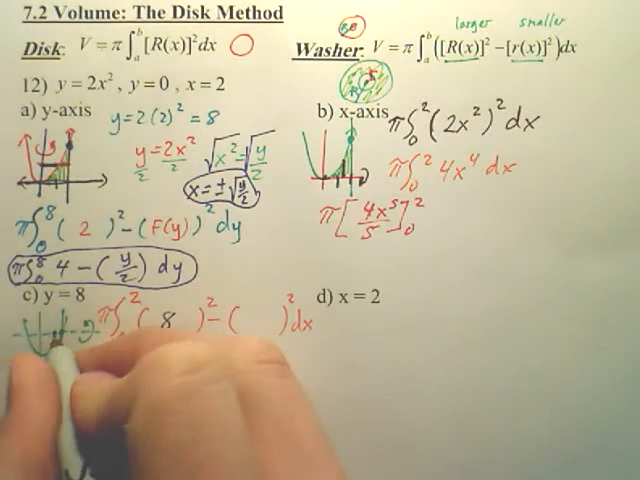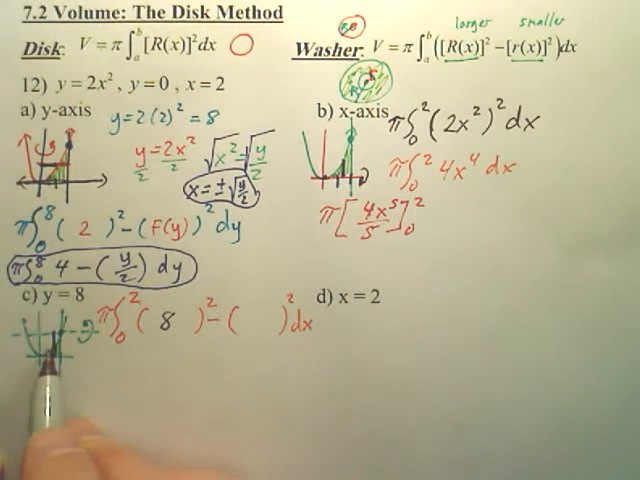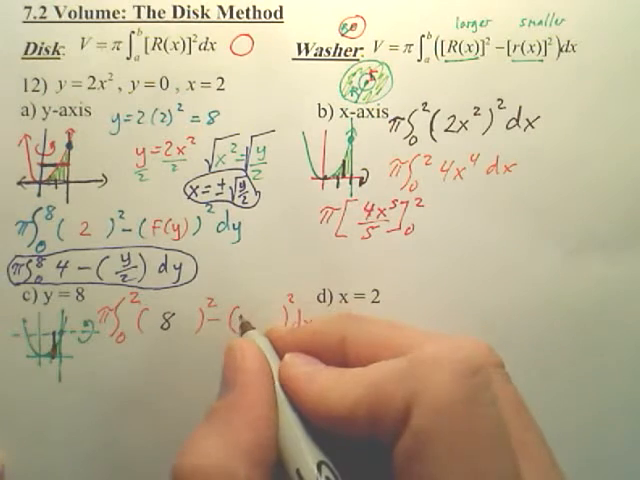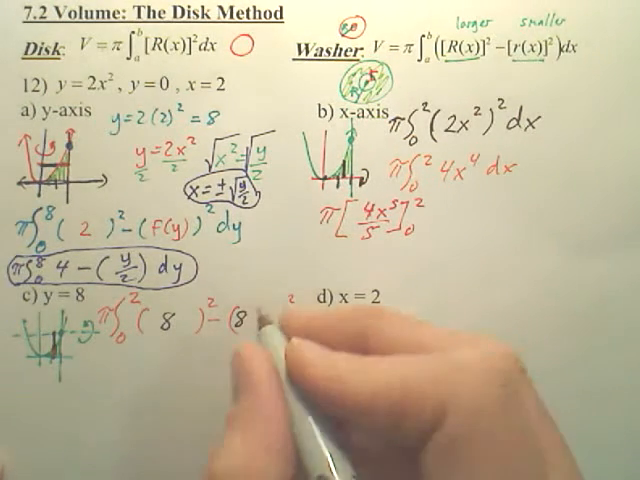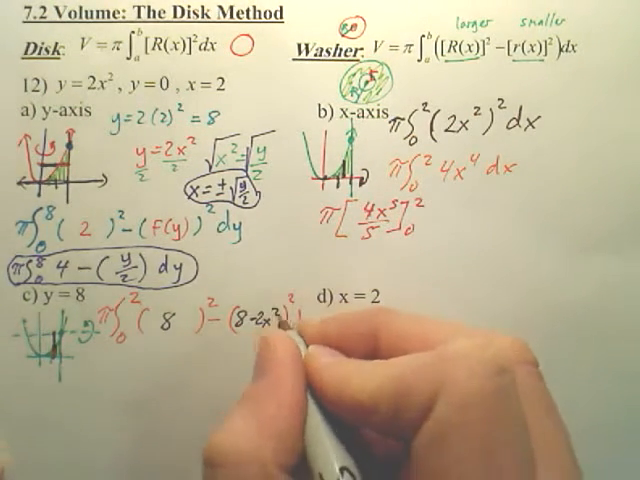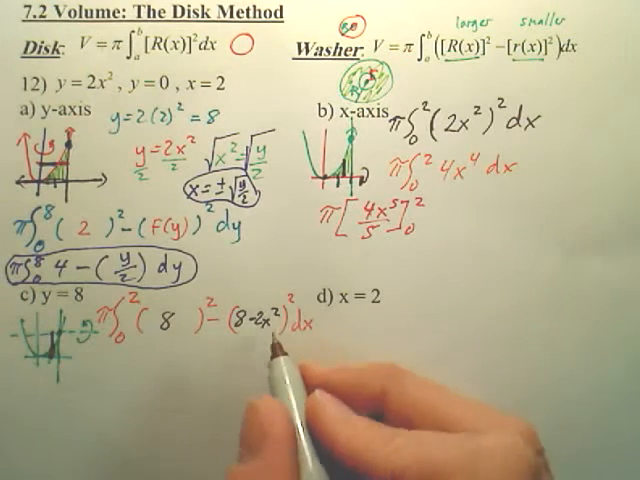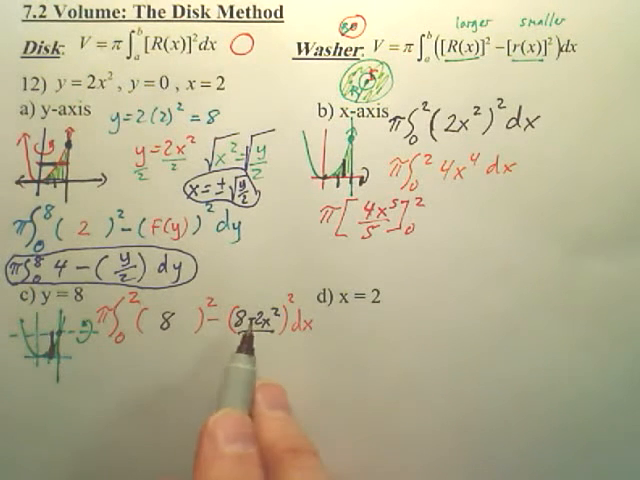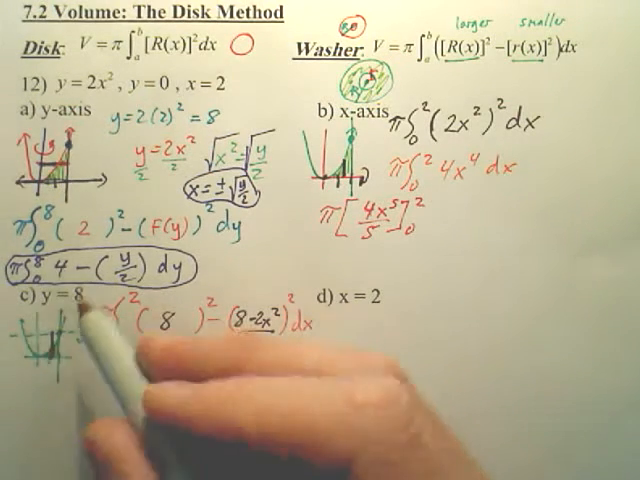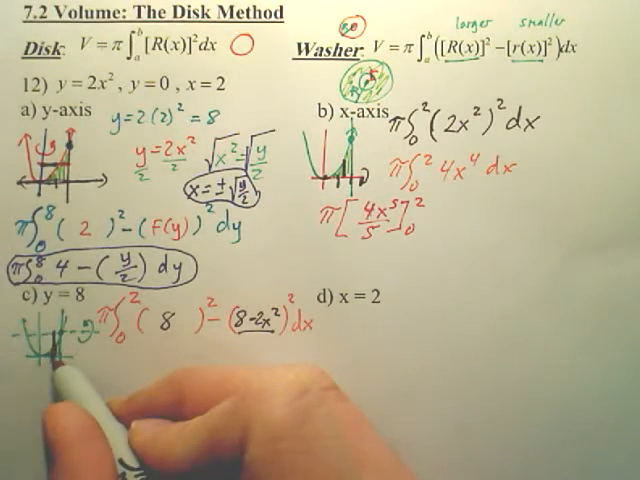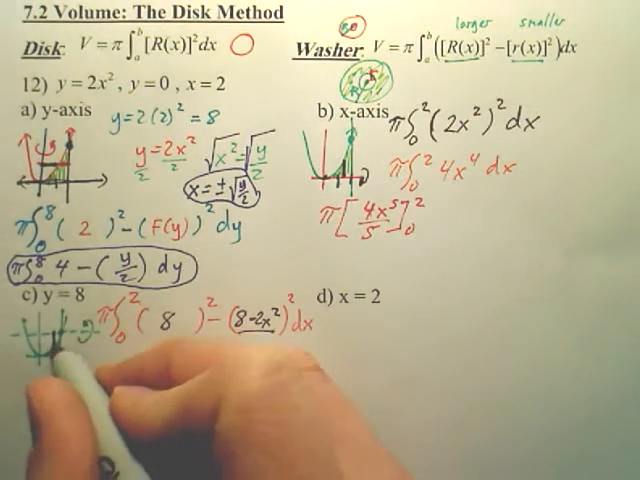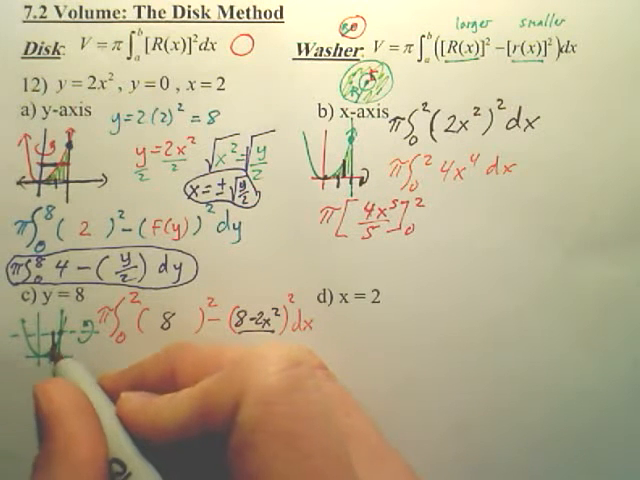Now, the distance from here to here is a little bit more confusing. Let me write it down. It's going to be 8 minus 2x squared. Now this is going to take you a little bit to understand, the reason it's 8 minus 2x squared. The length from here to here is 8, correct? The length from here to here, that little shaded region, I should have made a bigger graph, is 2x squared.